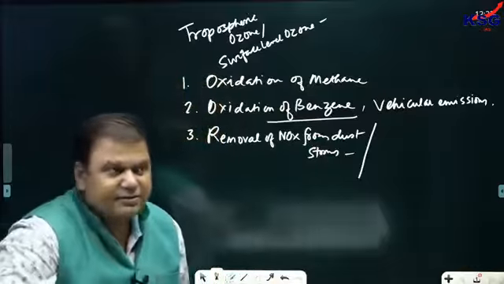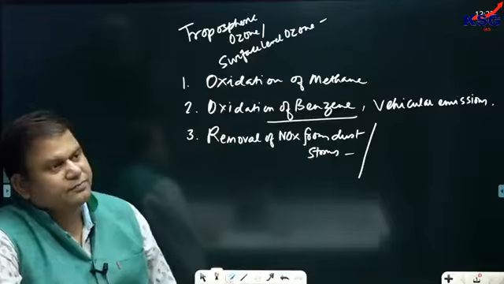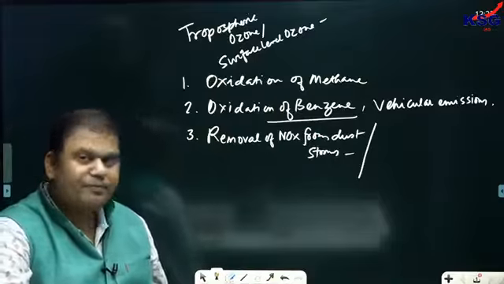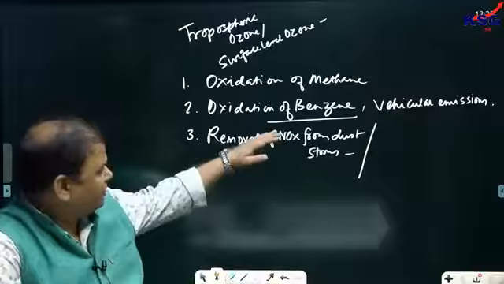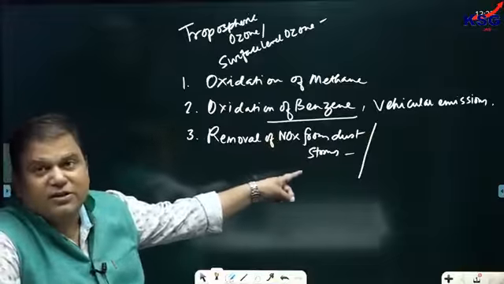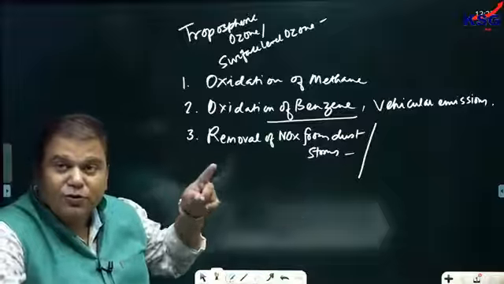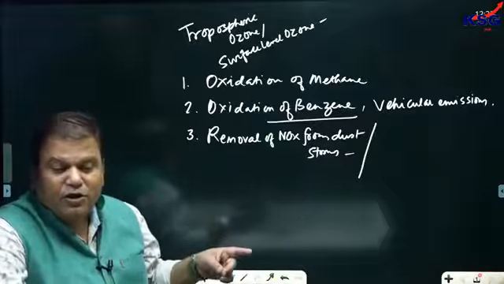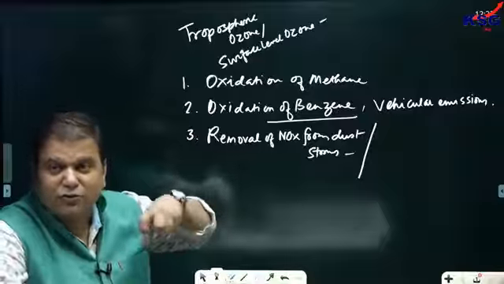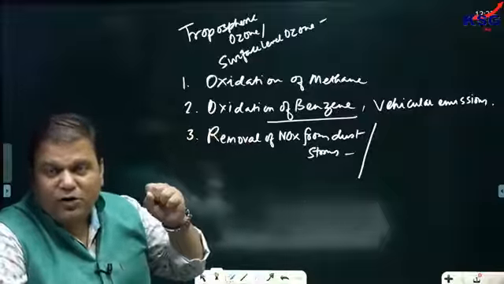Is that clear? Fine. Surface level ozone. So all these are the sources. And why removal of NOx from dust storm generates surface level ozone? Because NOx consists of NO, which is called scavenger of O3, because it consumes O3. It combines with it to remove O3.